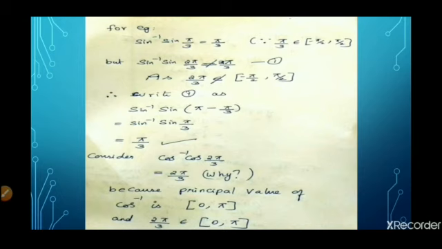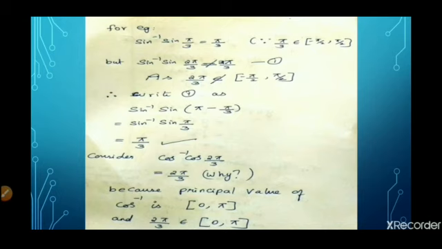Now take the next example. Sine inverse sine 2 pi by 3. Now see, 2 pi by 3 is 120 degrees. It does not lie in the interval minus pi by 2 comma pi by 2. So we cannot write the answer as 2 pi by 3. So what do we have to do? We have to change 2 pi by 3 so that it lies in the interval minus pi by 2 comma pi by 2.